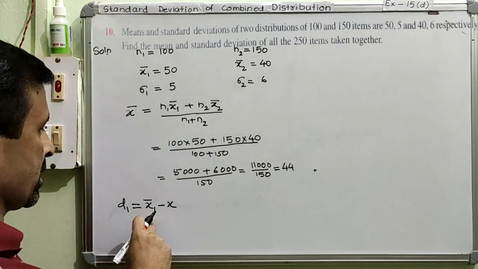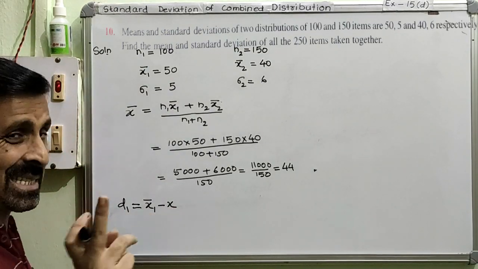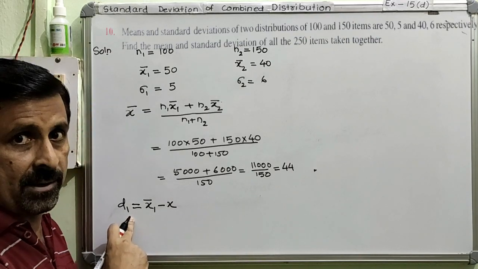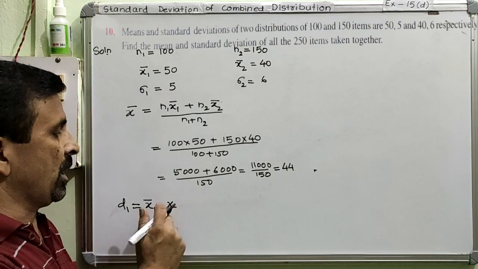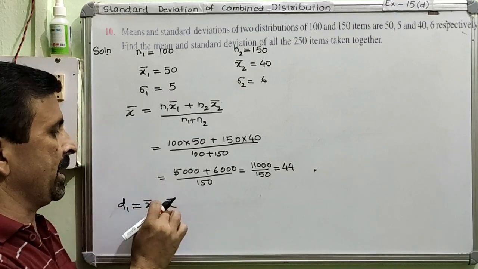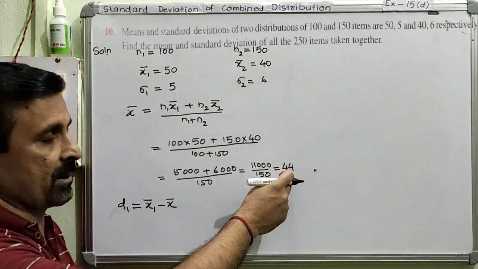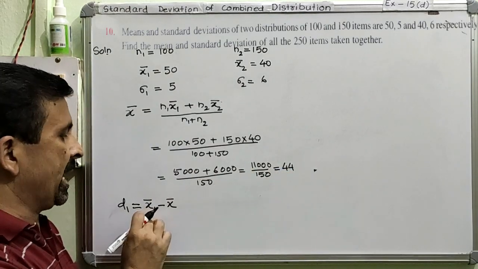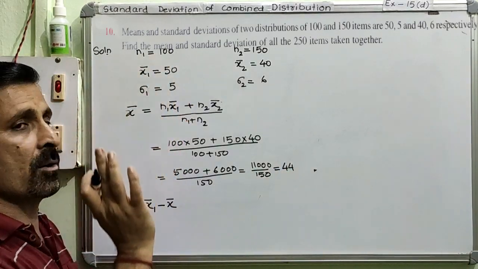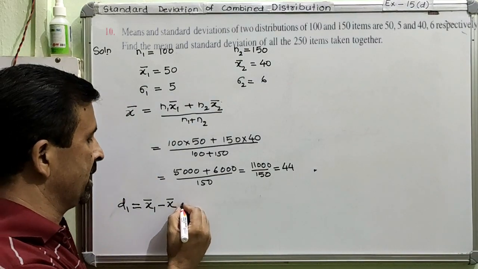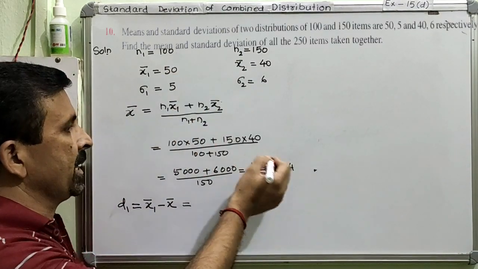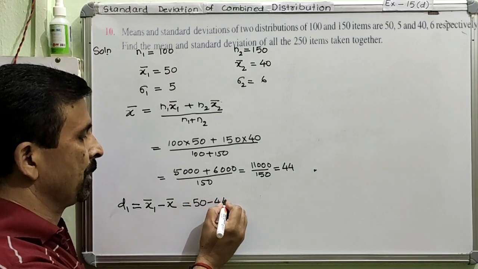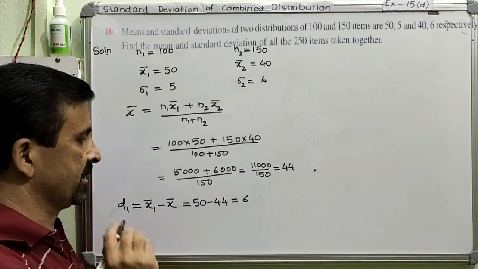Is this okay? So, using this formula, just check it. See this very carefully. How are we calculating the deviation from the mean? You have already calculated the combined mean as equal to 44. So the value of x combined mean is 44, and x1 mean you already have in the question. So very easily we can calculate. This is 50 minus 44, and this is equal to 6.